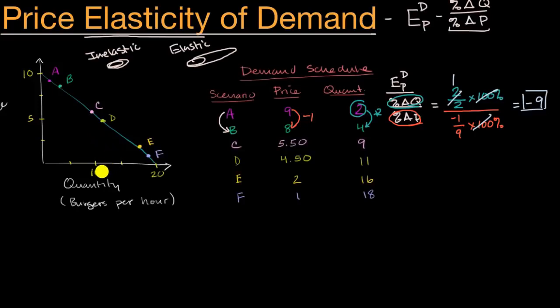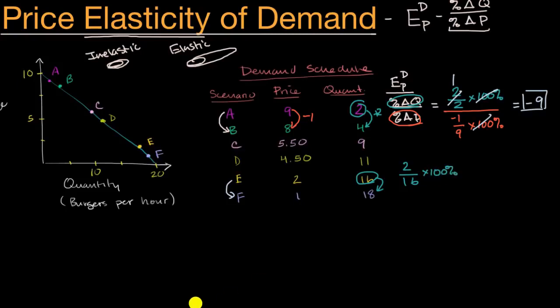Let's think about it going from E to F. As we go from E to F, we're going to do the same exact exercise. What is our percent change in quantity? Our initial quantity is 16, and we're going from 16 to 18. So we have a change of 2. So 2 over 16 times 100%.